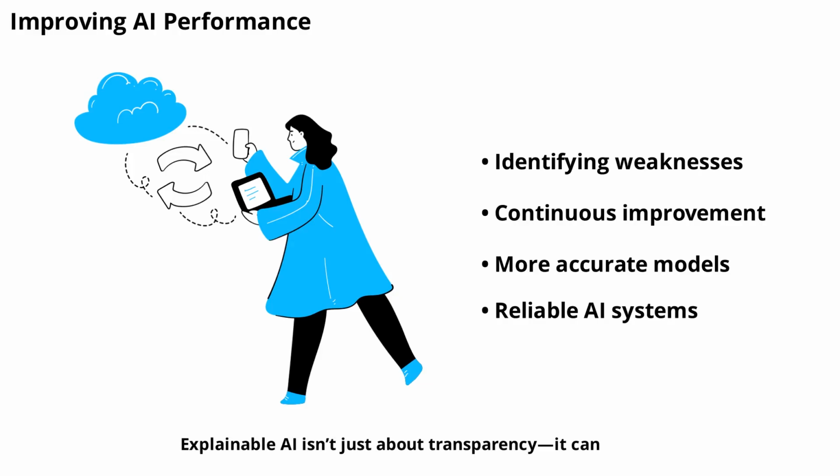Explainable AI isn't just about transparency. It can also help improve the performance of AI systems. By understanding how an AI model arrives at its conclusions, developers can identify weaknesses, biases, or errors in the system. This feedback loop allows for continuous improvement, making AI models more accurate and reliable over time. In this way, explainability becomes a tool for both trust and technical advancement.